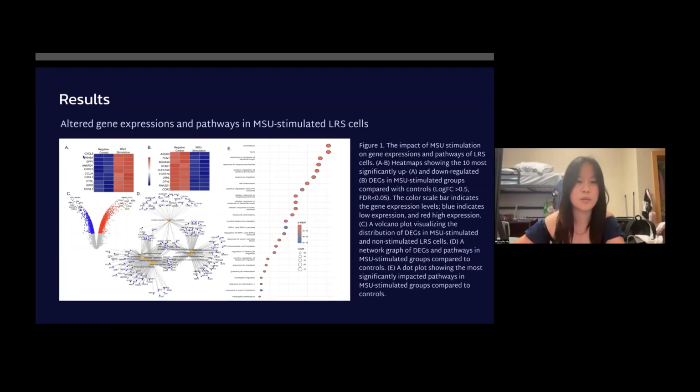Plot B is also more genes, but for the opposite. Plot C is a volcano plot that shows the distribution of DEGs in MSU-stimulated cells and the non-stimulated ones. The colors correspond to blue for negative and red for MSU. Plot D is a network graph of DEGs and pathways in MSU-stimulated groups compared to controls. Plot E is a dot plot that shows the significantly impacted pathways. As you can see, there's chemotaxis, taxis, response to molecule of bacterial origin. We also have leukocyte migration and cell chemotaxis.